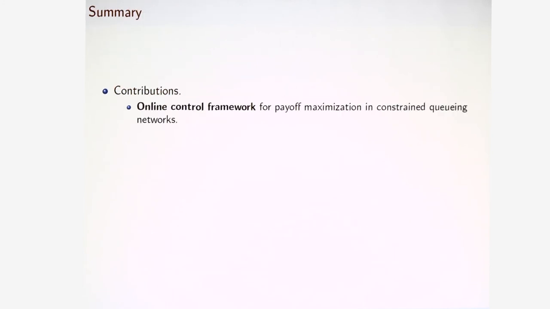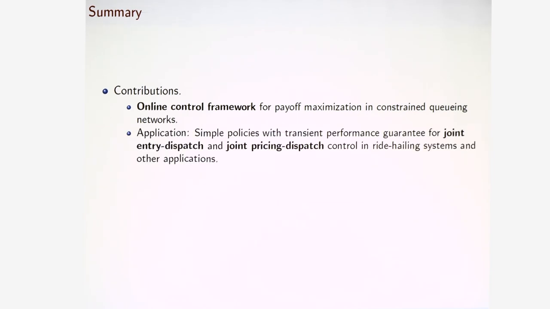Okay, to sum up, in this talk, we propose an online control framework for payoff maximization in constrained queuing networks. It has many applications: ride-hailing, scrip systems, and bike sharing. And there are many interesting future directions that we can consider. First of all is the introduction of travel times. If a car takes a non-trivial amount of time to go to the destination, how do we modify the policy to get a non-trivial performance bound?